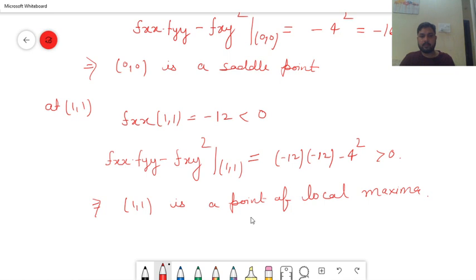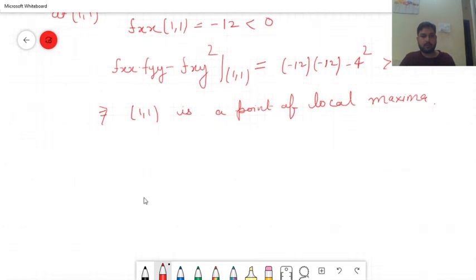Similarly, we can check for the point (minus 1, minus 1). So this is all about how we can apply the second derivative test to check the behavior of the function at the given points.